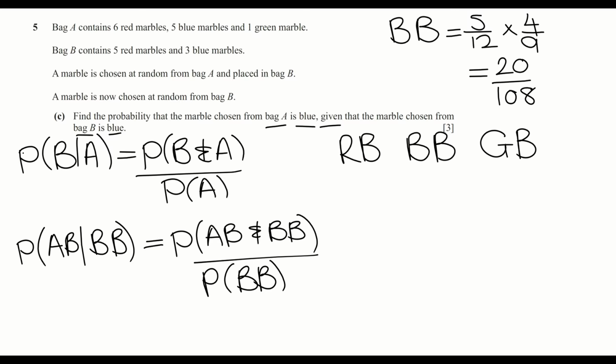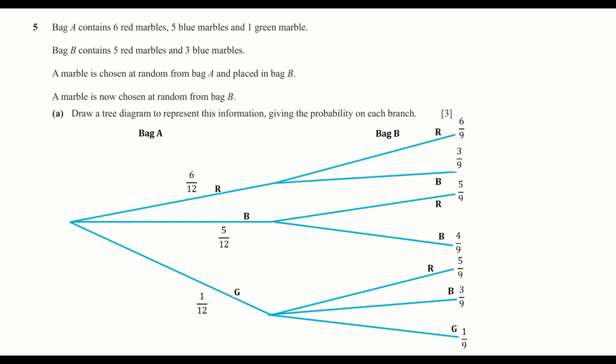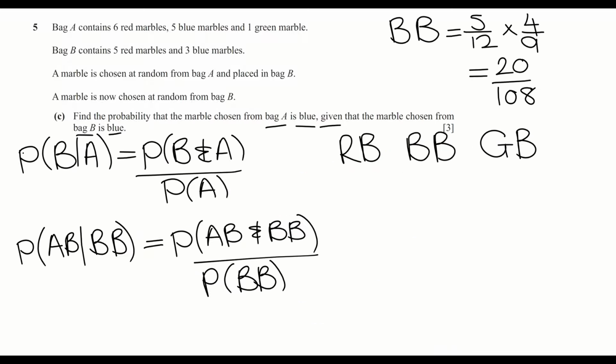Let's start with a red marble from bag A. A red marble from bag A, 6/12, and a blue marble from bag B, 3/9. We have a red marble and a blue marble, so we need to multiply these together. 6/12 and 3/9. Or 2 blue marbles, so we add. We already know that the probability of 2 blue marbles is 20/108. So I can fill this in over here, 20/108. Or a green marble and a blue marble.